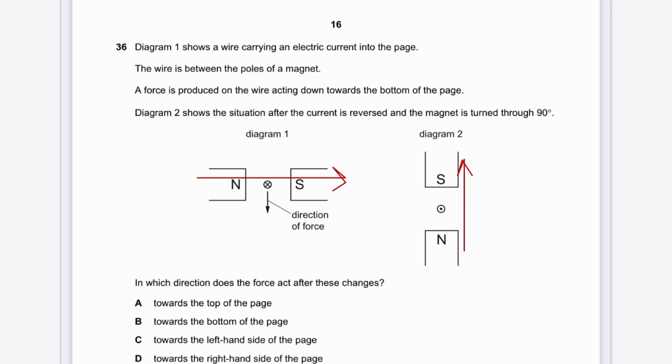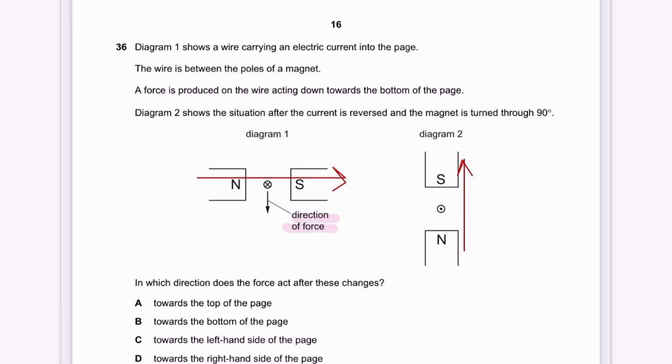So we're given the direction of force already. What are we going to use for this? Our left hand. Diagram 2 shows the situation after the current is reversed. Now let's take our left hand. You know that the thumb is the direction of the force, the middle finger is the direction of the current, and the index finger is the direction of the magnetic field.